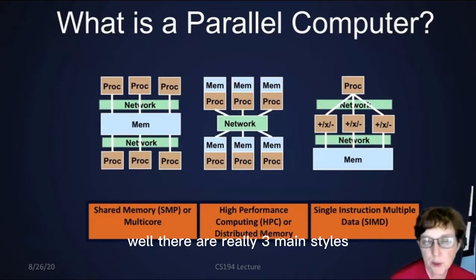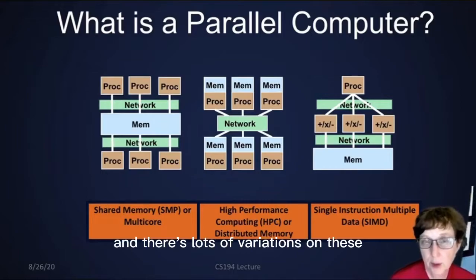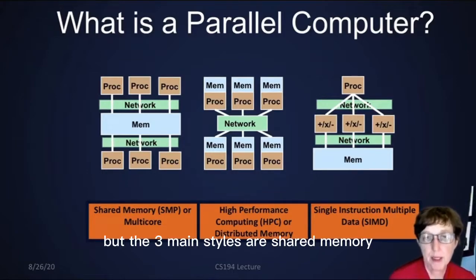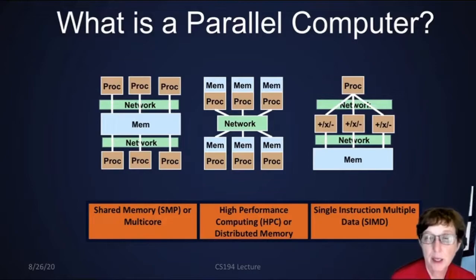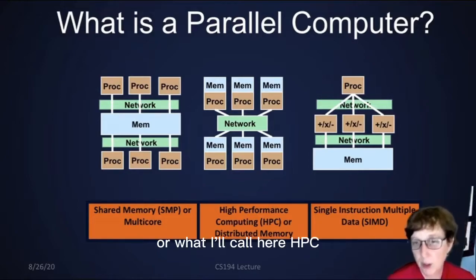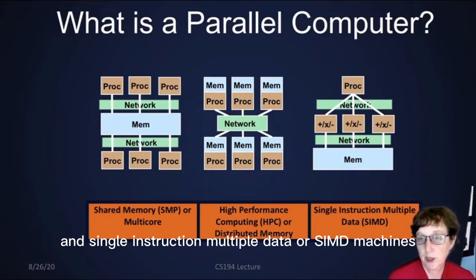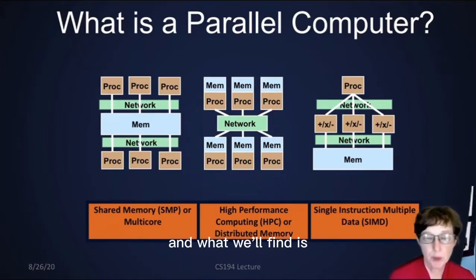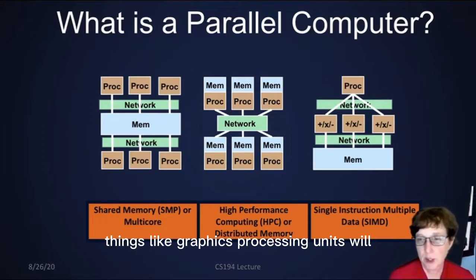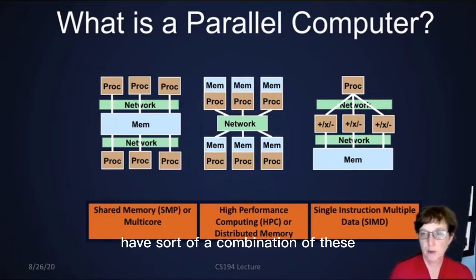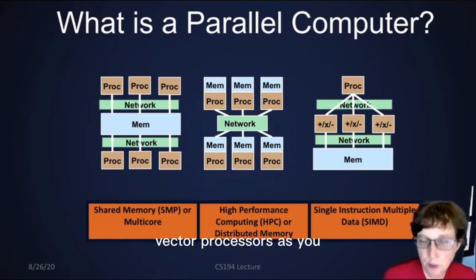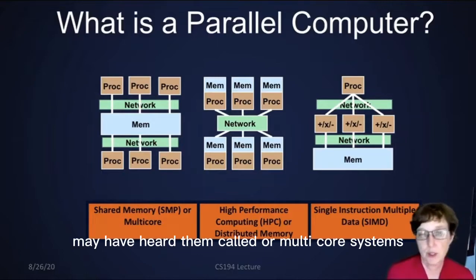Well, there are really three main styles, and there's lots of variations on these, but the three main styles are shared memory, distributed memory, or what I'll call here HPC, or high performance computers, and single instruction multiple data, or SIMD machines. And what we'll find is things like graphics processing units will have sort of a combination of these, vector processors, as you may have heard them called, or multi-core systems.